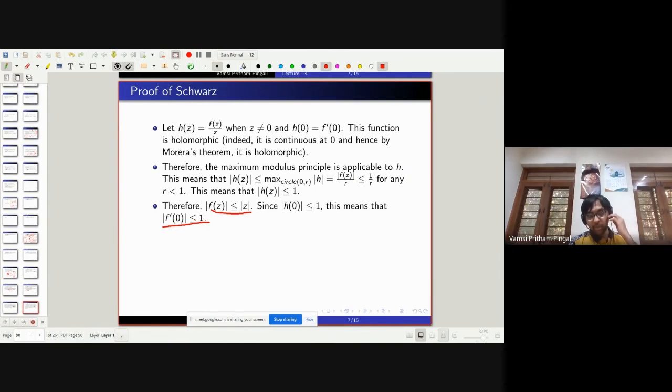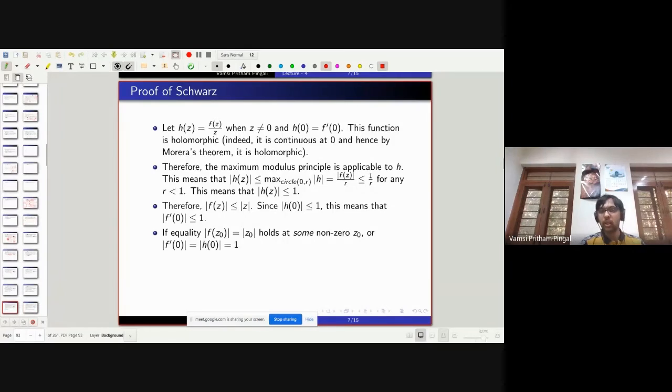So the real point is, what happens if equality holds in either of these two inequalities somewhere? So if mod f of z naught equals mod z naught holds for some non-zero z naught, or if mod f prime 0, which is h of 0, mod equals 1, that means mod h of z naught equals 1 for some z naught.